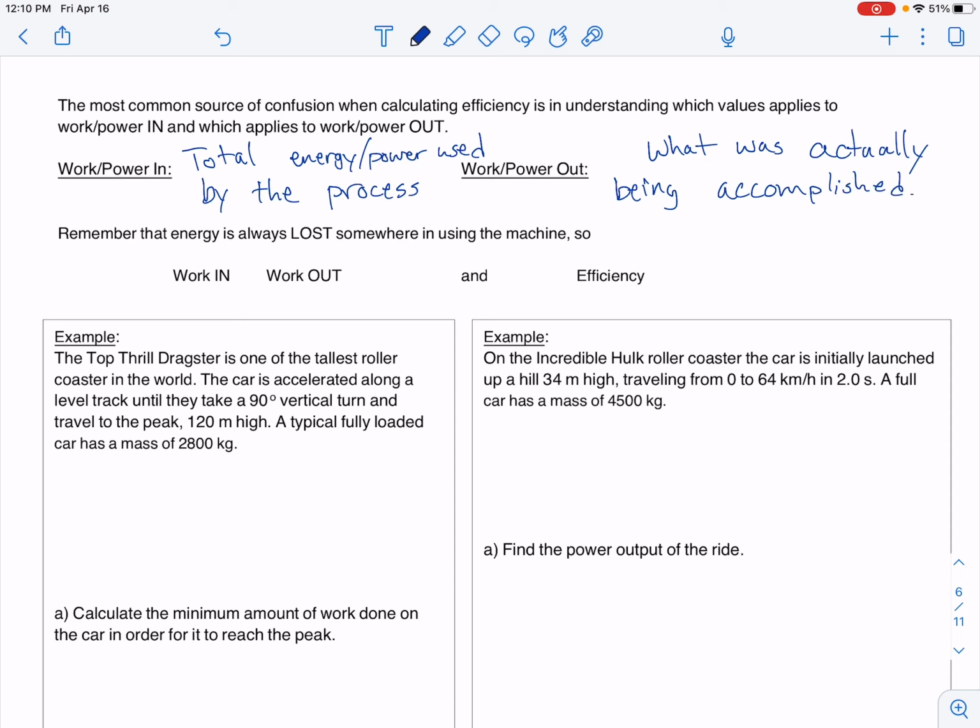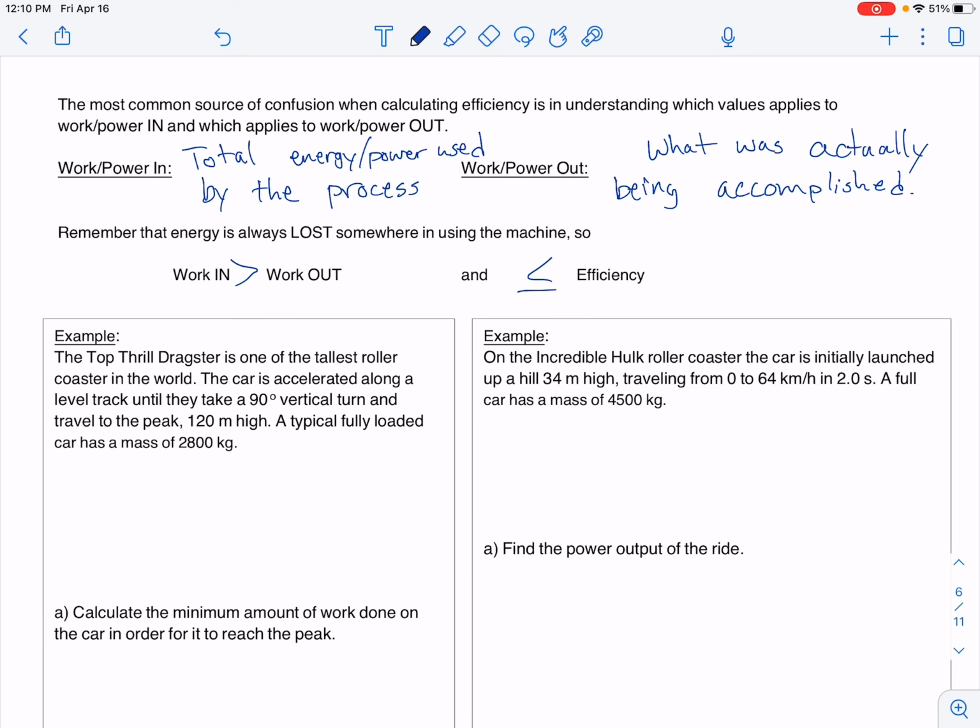So keep in mind, no machine is going to be 100% efficient. Unfortunately, if they were, we could get perpetual motion machines. So our work in is always going to be greater than our work out, and our efficiency is always going to be equal to or less than 100%. Oops, sorry, got that on the wrong side.